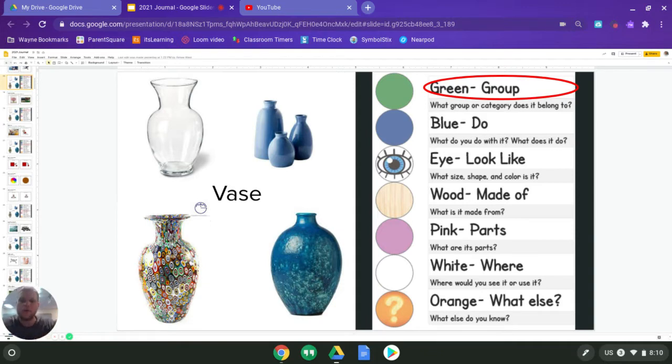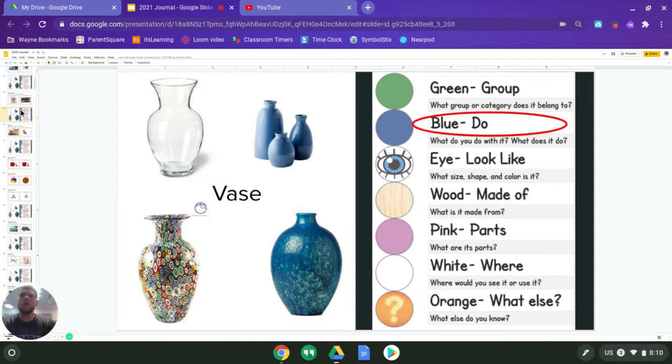So, our first prompt for today is green, and green is group. So, what group or category would we put a vase into? So, take a look at these pictures here. A vase is a container that we use. We might put flowers in it, or we might put other decorations in it. Some people don't put anything in it and just use them for decorations. So think about that as we move forward here. Green is group. So what group or category would we put this into? Think about maybe some things you would put into a vase. That could be a category that we have.